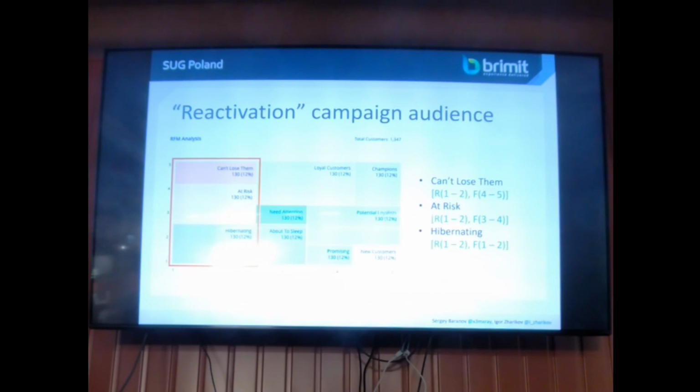So let's take a look at a few email campaign examples which target different user groups. The first example is a reactivation campaign. We are trying to interest users who haven't ordered in a while. As you can see, the recency parameter is very low for those users. They haven't placed orders for a long time, and that includes users from can't lose them, at risk, and hibernating segments.